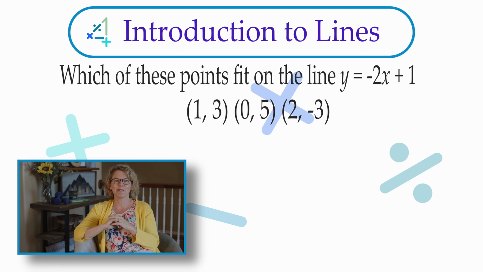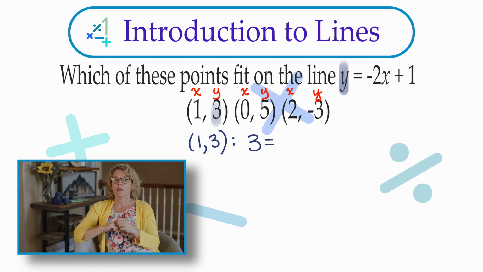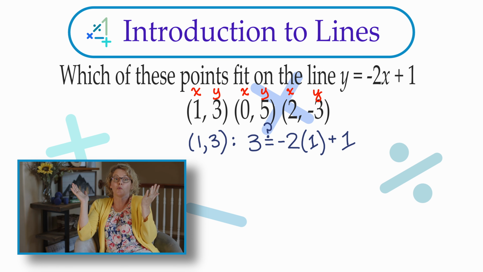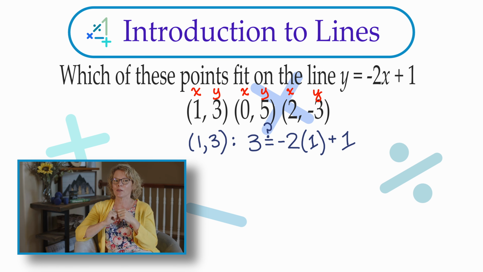The best way to do this is to recognize that for each point, the first number is the x and the second number is the y. We can put the x's in and see if they equal the y. I will write it a nice legal mathy way. To check 1, 3, put 3 in for y here. Equals -2 times my x of 1 plus 1. Something worth noting is that above the equal sign, we should put a question mark because we don't know if they really equal each other.